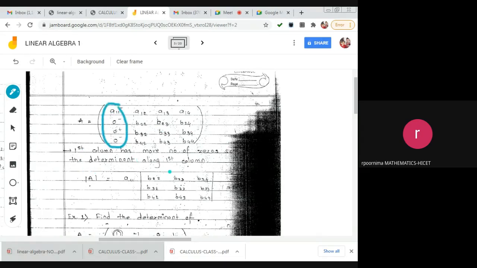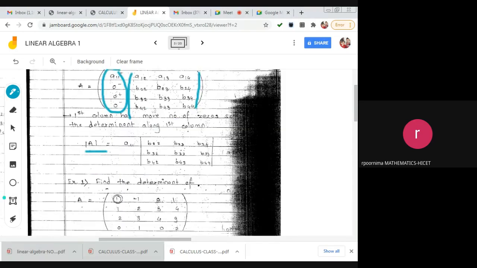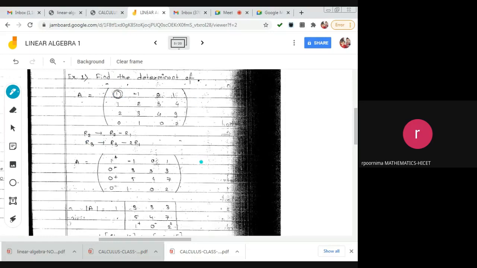So the determinant along the first column, that is determinant A equal to A11 into, so we are just expanding A11 into the 3 by 3 matrix. Okay, then you know the procedure of expanding or finding the determinant value of a 3 by 3 matrix. No, you can apply that one. You will be getting the determinant value of your 4 by 4 matrix now. Okay, now we are going to see one example.